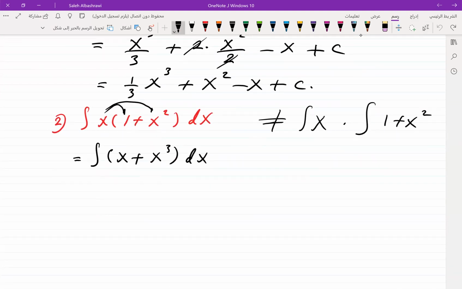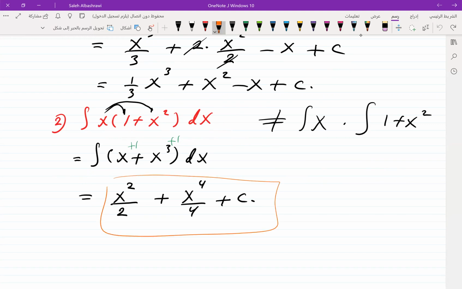Now integrate. This is equal to integration of x to the power 1, just add 1 to the power. I will have x to the power 1 plus 1 is 2 divided by 2, plus 3 plus 1 is 4, so this is x to the power 4 divided by 4 plus some constant, and that's it. X squared divided by 2 plus x to the power 4 divided by 4 plus constant c. One more example.